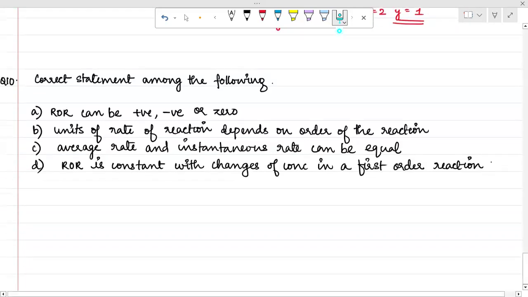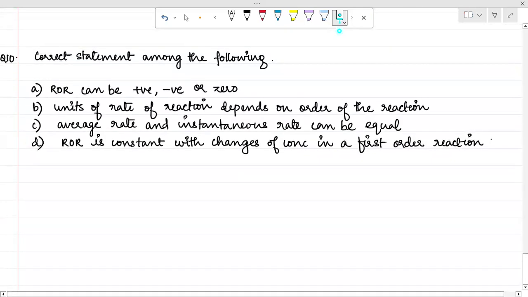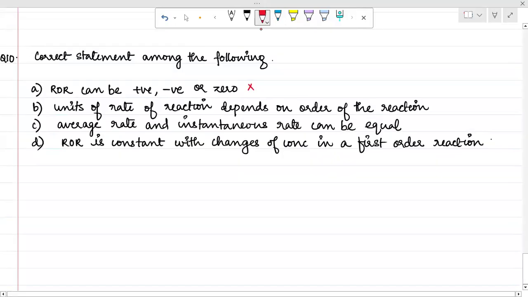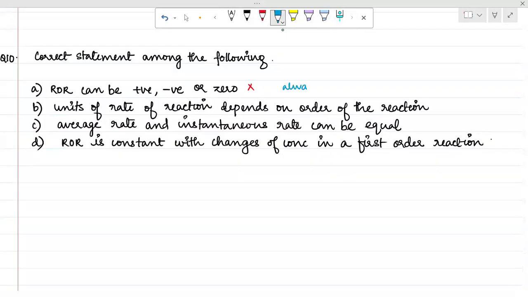For example, let's look at option A. What is given? Rates of the reaction can be positive, negative, or zero. Is that statement right? No. This is wrong. What is the correct statement? Rates of the reaction is always positive. Always positive. Order of the reaction can be positive, negative, or zero.